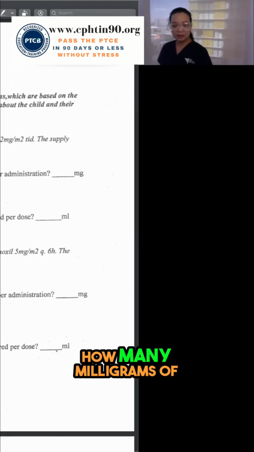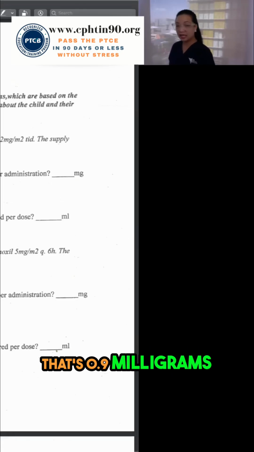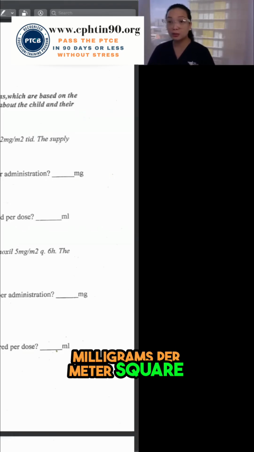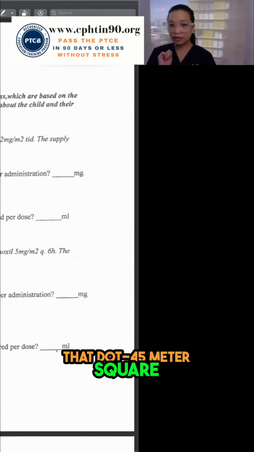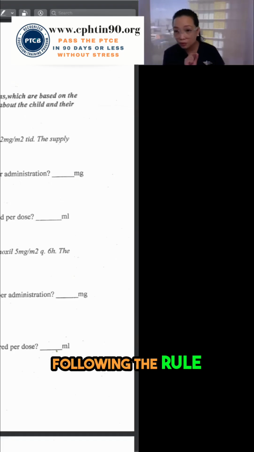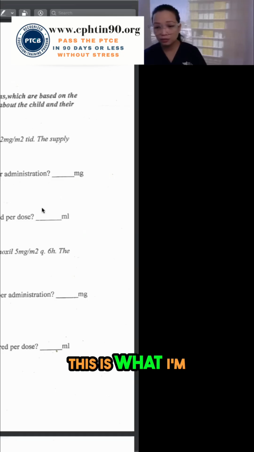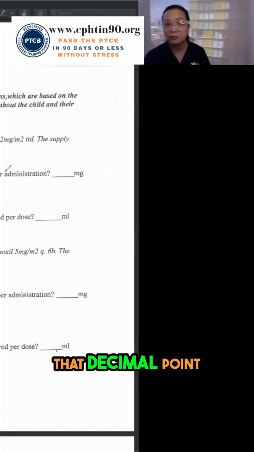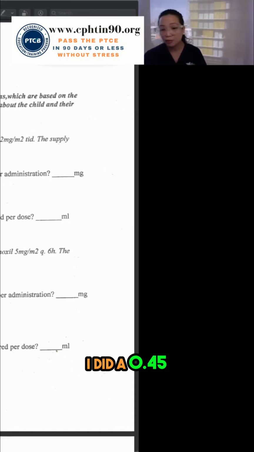First answer would be how many milligrams of Keflex should she receive per administration? That's 0.9 milligrams. That was a good catch from Elizabeth. It should be 2 milligrams per meter square, okay? That's why be very careful. That 0.45 meters square is hard to see. That's why I put a 0 before it. Following the rule, do not forget your leading 0, but drop that trailing 0. This is what I'm talking about. Here, it's just 0.45. It's easy to miss that decimal point, right? So when I was going over this last Friday, I did a 0.45.